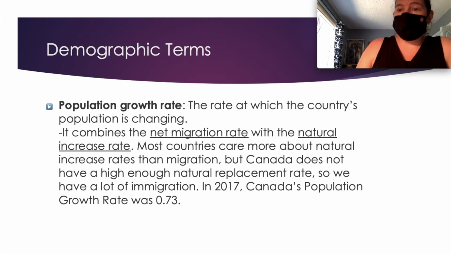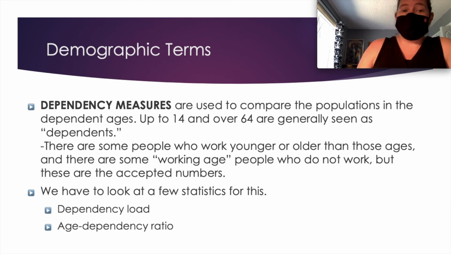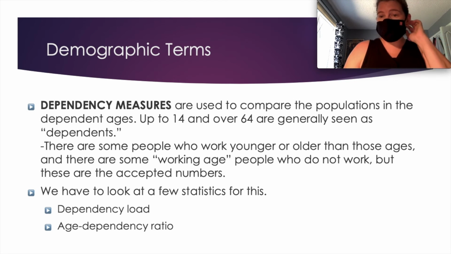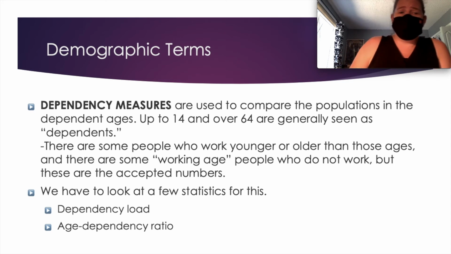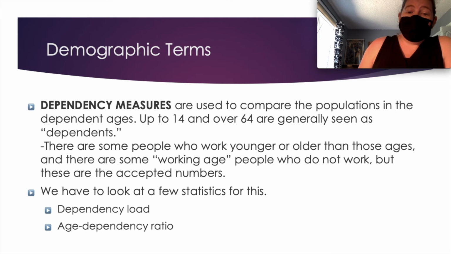So that's why we care more about that term as opposed to dependency measures. Dependency measures are used to compare the populations in the dependent ages of 14 and under and over 64. These are called dependent, which means they're relying on other people to survive. There are some people who work younger or older, but these are generally not the working ages. So you don't work before you're 14 and you don't work after you're 64, in general.